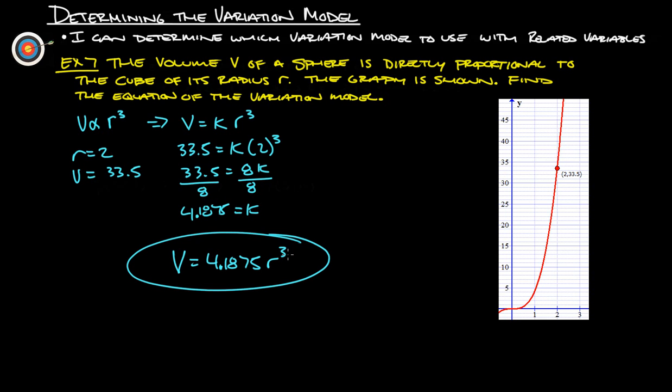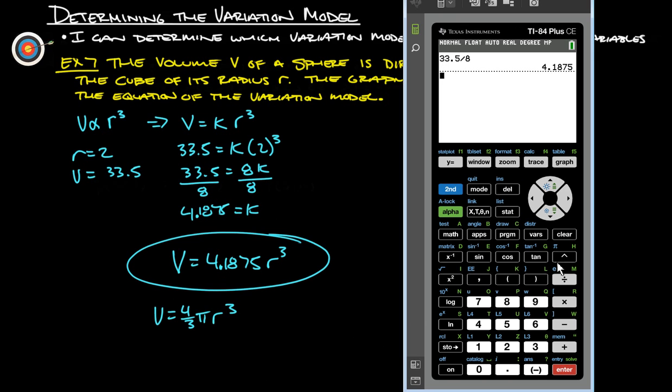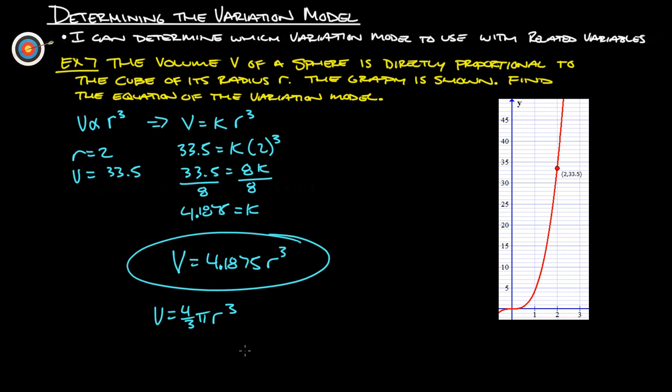Now, just to help you understand this one a little bit, the actual volume formula for a sphere is volume equals 4/3 pi r cubed. So if you actually take this in the calculator, we take 4 divided by 3 and multiply it by pi. Guess what we get? 4.188. It's a little bit off, but we had to round this number off here. So that's what that 4.1875 is. That's the 4/3 pi, in case you are somewhat familiar with the volume formula of a sphere.